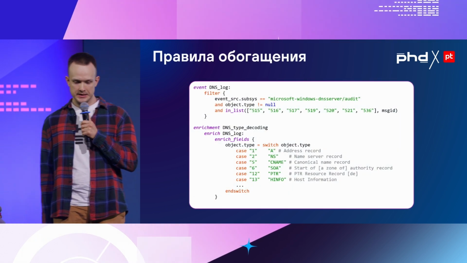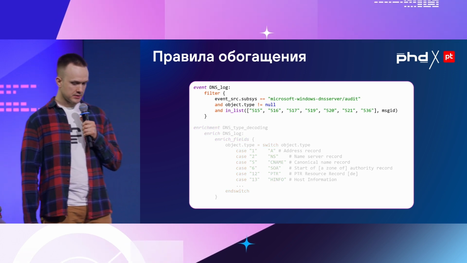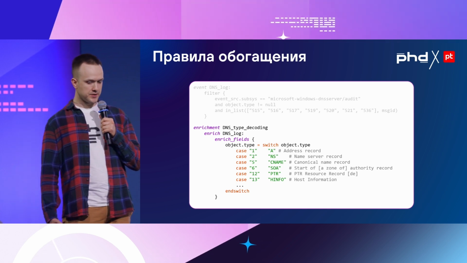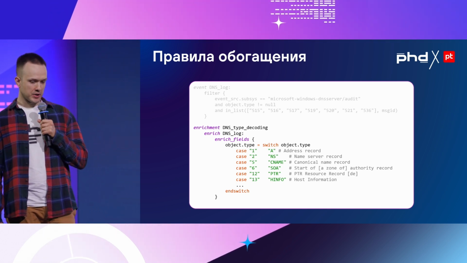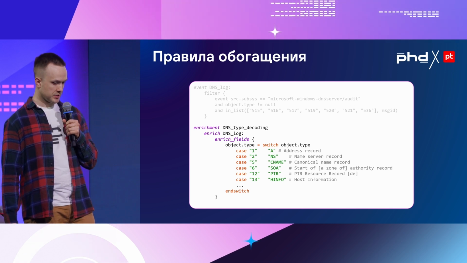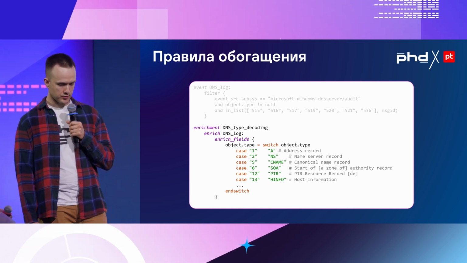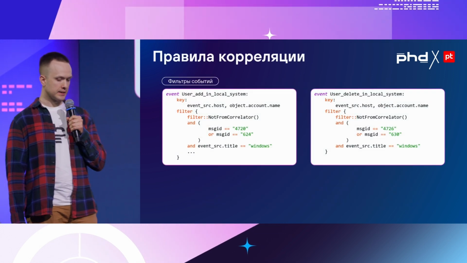Enrichment rules, the same thing, two sections. First, we filter them. We select the interesting events, and then we apply the code to them that modifies the event. In this case, we look at the case when we have a deciphering that deciphers abbreviations to ease the life of our operator.